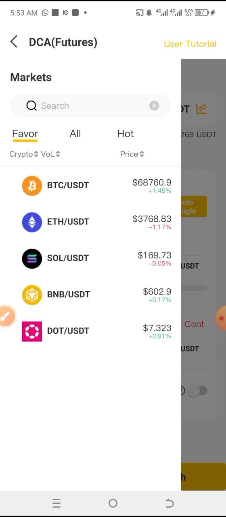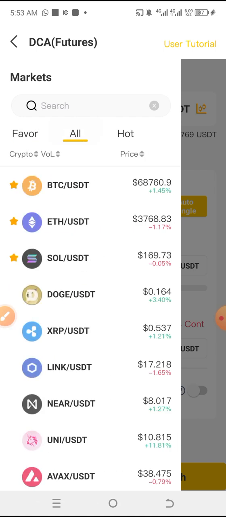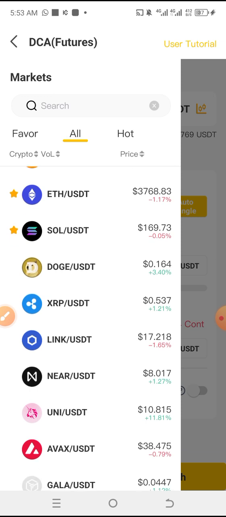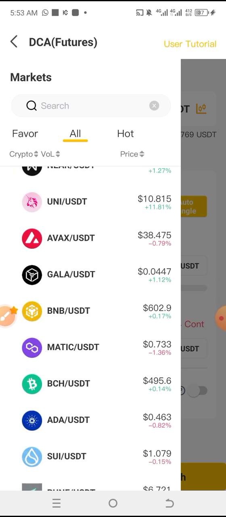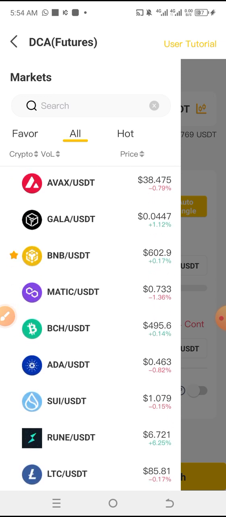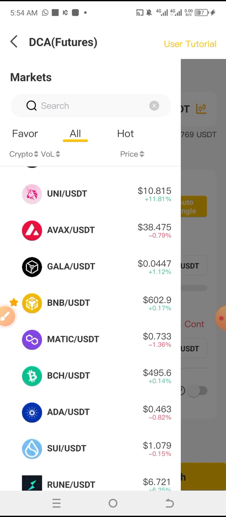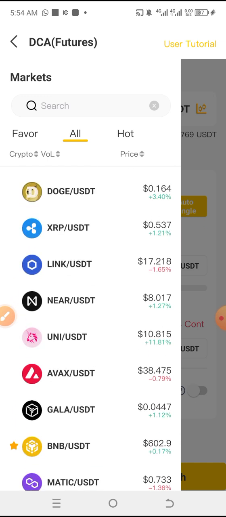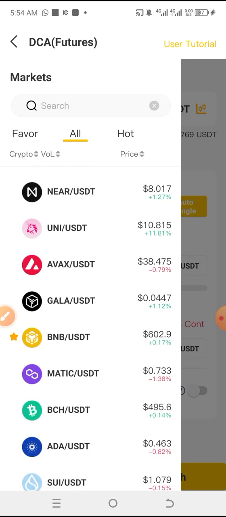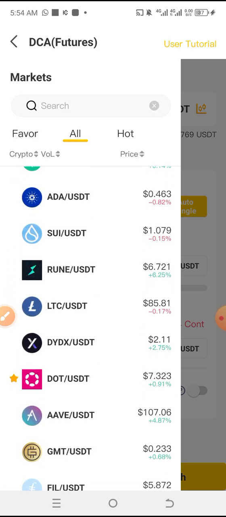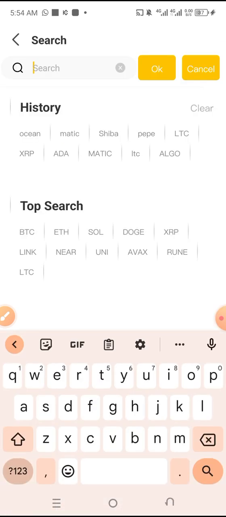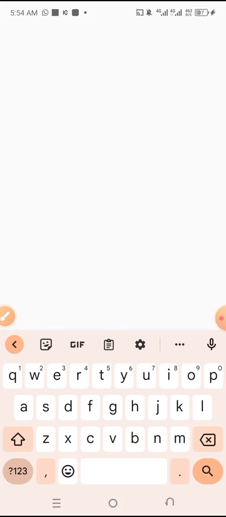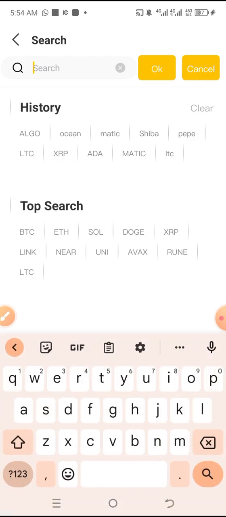I think some coins used to leave this place. But now, where are you now? Okay, if you're not coming, then let me choose Uni. I've not really traded Uni. I want to choose a coin that I've been trading that I know about. Okay, let's choose Algo. I don't know why.